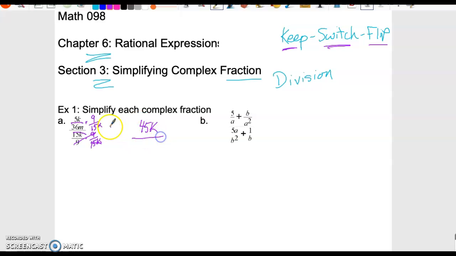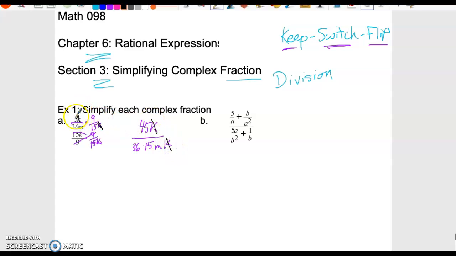45k over, well, I don't know what 36 times 15 is. If you have a calculator, you can obviously do that. But what I would do instead is look at that and say, oh, well, I have a k on top and bottom. I could cancel those. So I wouldn't even have to mess with this over here.